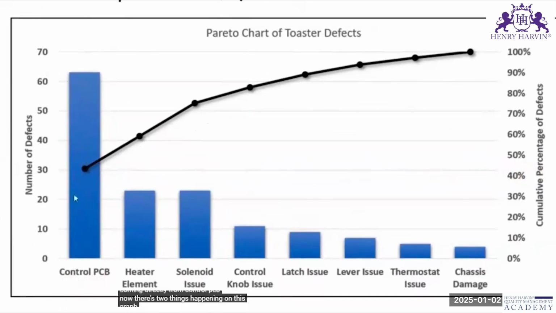Now, there's 2 things happening on this graph. Obviously, there's the blue bars, which are simply just the frequency or the count of defects that occurred throughout the week.